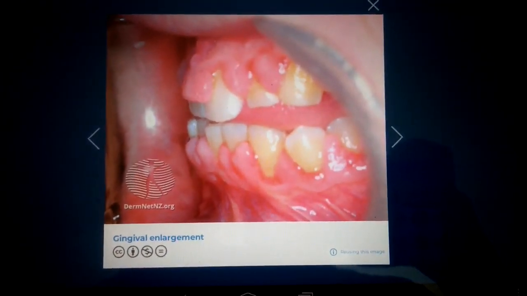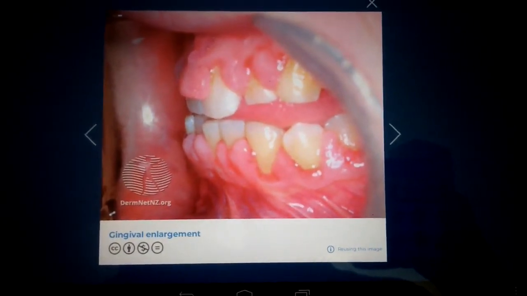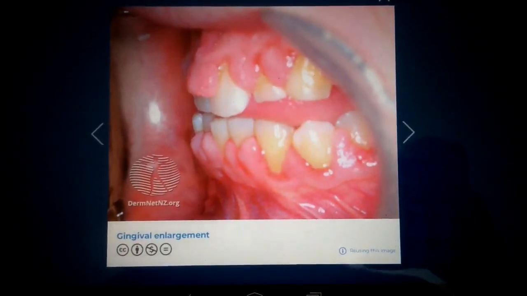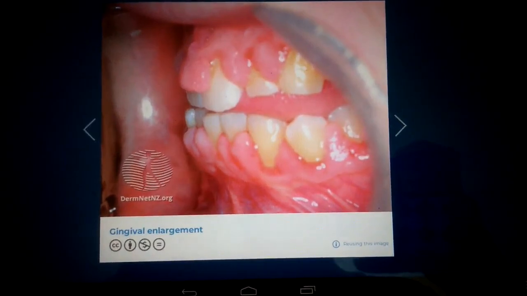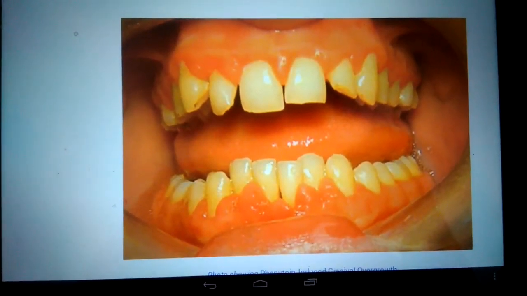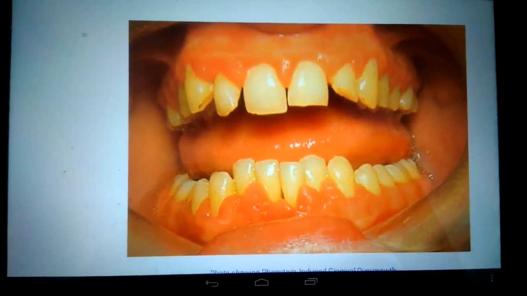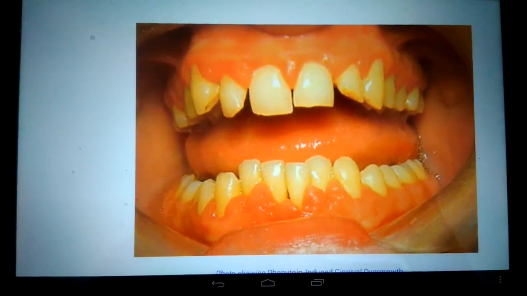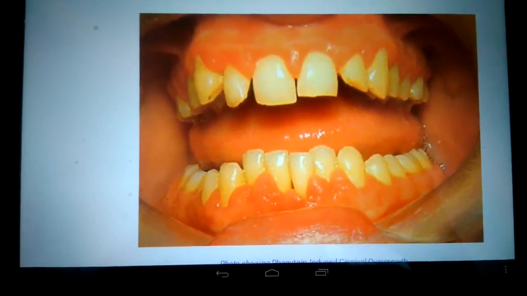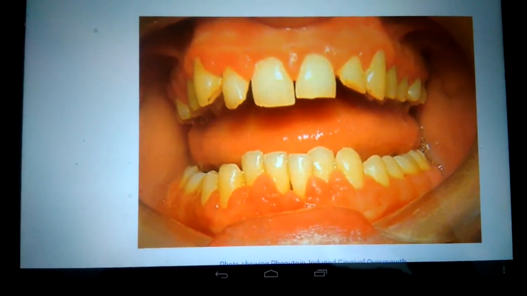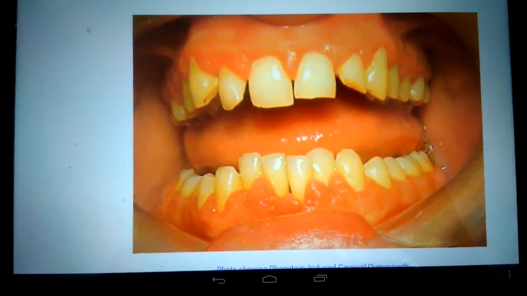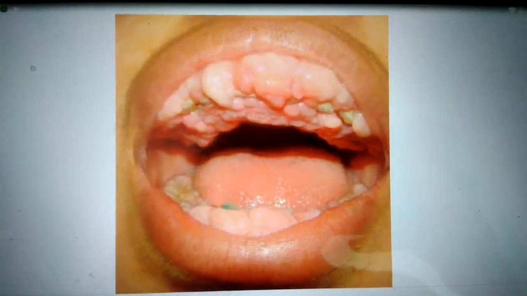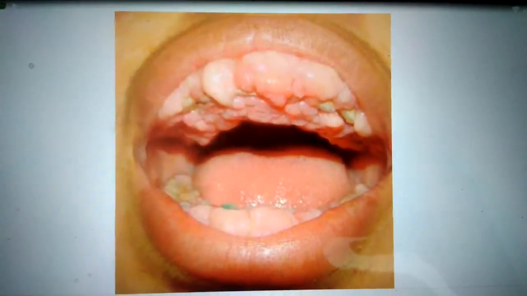This is the side view of the same picture. As you can see, it can clearly be differentiated that normal gingiva and enlarged gingiva look so different. This is another photo of the same disorder, that is gingival hyperplasia. But here you can see gingival tissue has not enlarged that much. Some of the parts are enlarged and some are normal. This is called localized gingival hyperplasia. This is another image of gingival hyperplasia of an edentulous mouth.